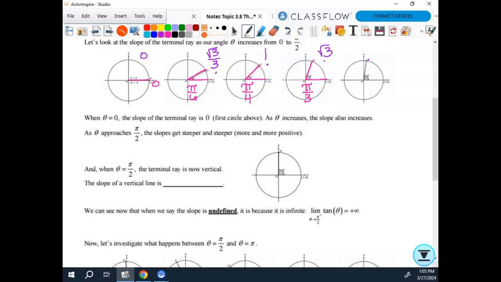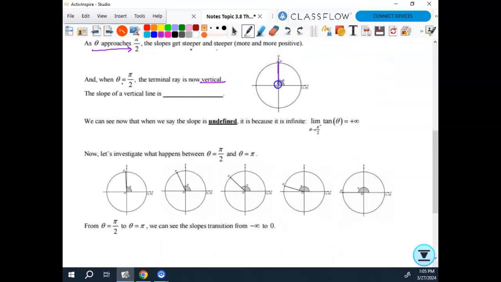And then when you actually make it to pi halves, what's the tangent of pi halves? Undefined, okay? So that's what this basically says right here. When theta is 0, the slope is 0. As theta increases, the slope also increases. As theta approaches pi halves, the slopes get steeper and steeper, or more and more positive. So when theta hits pi halves, the terminal ray is now vertical. That is this right here. Okay, so this right here, this is pi halves. And the slope of a vertical line, we know, is undefined.